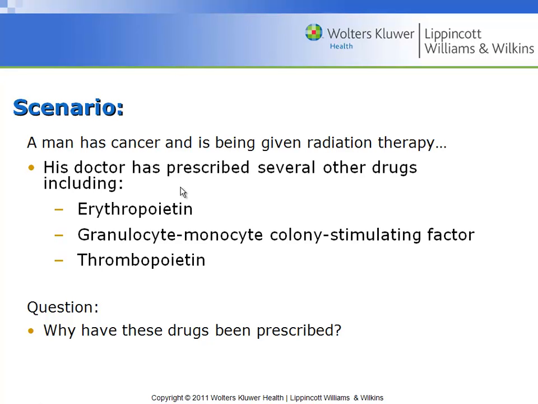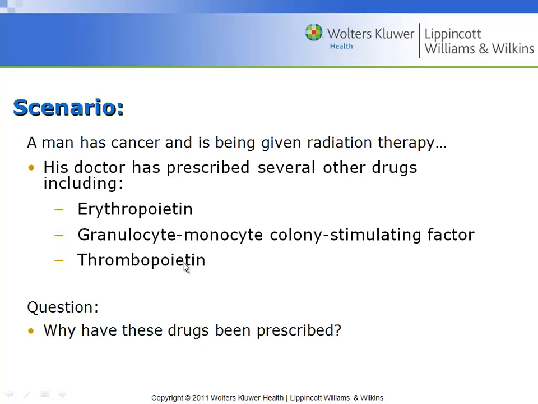So now we have a scenario. A man has cancer and has been given radiation therapy. Radiation will suppress the bone marrow work of generating red blood cells and white blood cells. So what does his doctor prescribe? Erythropoietin. This stimulates the production of red blood cells. Granulocyte monocyte colony stimulating factor. This is going to encourage the production of the granulocytes and monocytes.